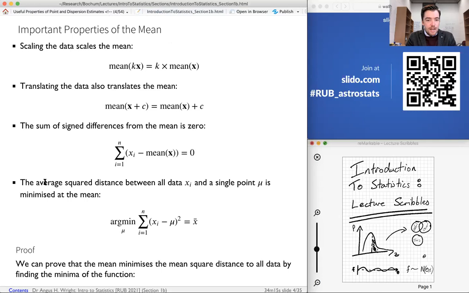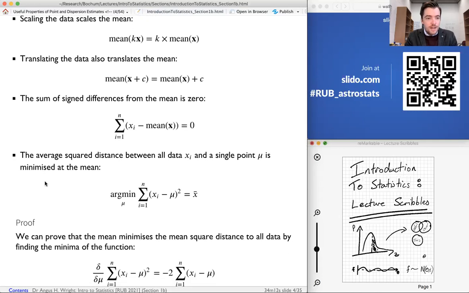And the last important property of the mean is this one: the average squared distance between all data and a single point mu is minimized at the mean. When we spoke about the dispersion statistic that we calculated last week, we created a dispersion measure, which is the sum of the squared differences with regards to some arbitrary point. Last week we called that point A, you might remember. Here I'm calling that point mu.